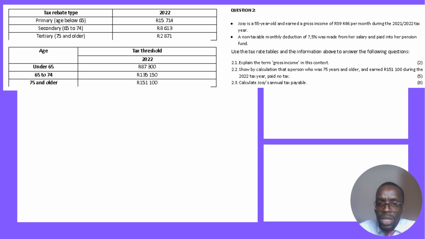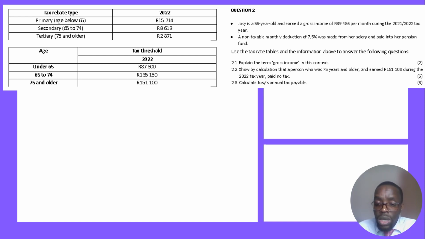You are supposed to use the tax rate tables and the information above to answer the questions that follow, and then explain the term gross income. And then you also need to show by calculation that a person who is 75 years and older and is earning 115,100 during the 2022 tax year paid no tax. And then you also need to calculate Josie's annual tax payable.